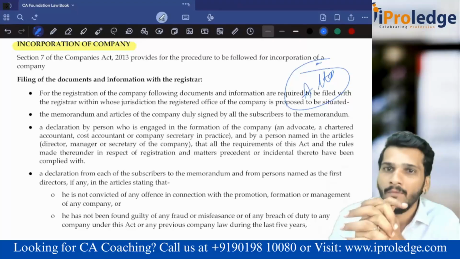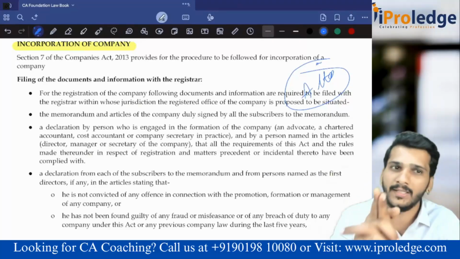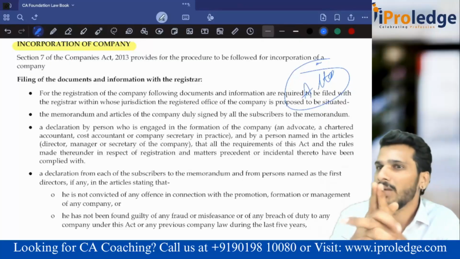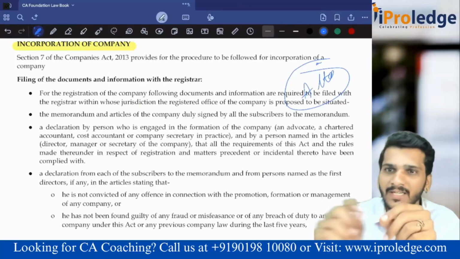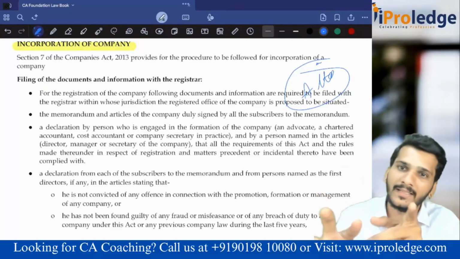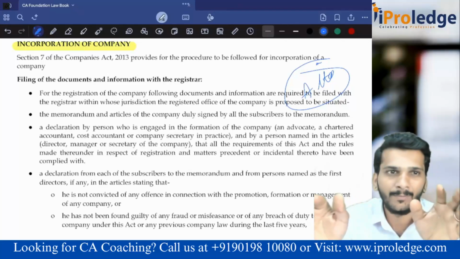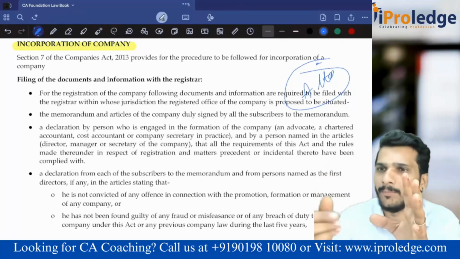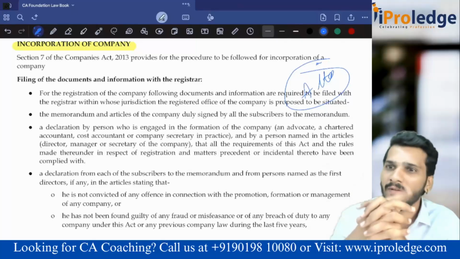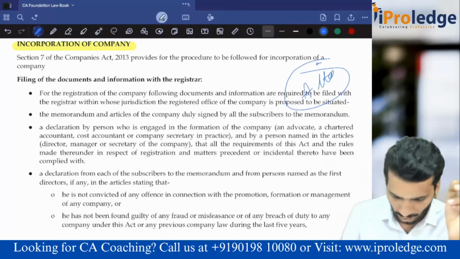Later, whenever the ROC comes to know that you have incorporated the company by giving false information, then ROC as well as the court can have some rights. They can strike off the name, declare the members' liability as unlimited liability. They can ask you to merge with some other company, amalgamate with some other company, or wind up the company. These are some of the rights which the court or ROC has. And anything which I left.